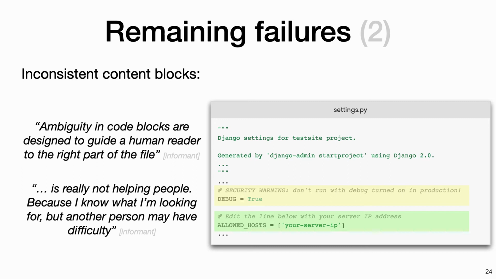And then when we asked our informants about this problem, they said tutorials are designed for humans, and they claim that these ambiguities actually do help humans better understand. But the other perspective realized their expert blind spot. They said the three-dot notation is really not helping people, because the author knows what they mean by this, but the reader might not know what they are looking for.